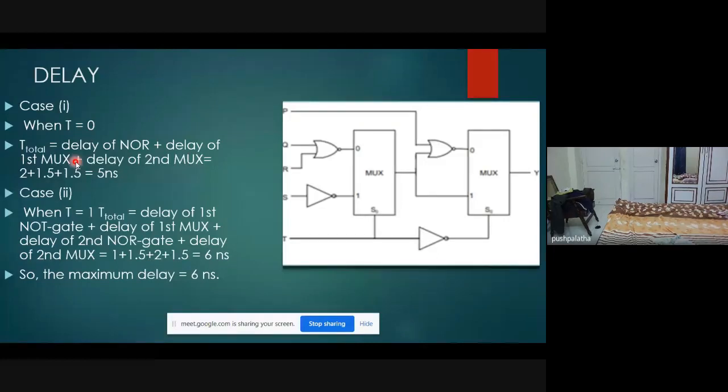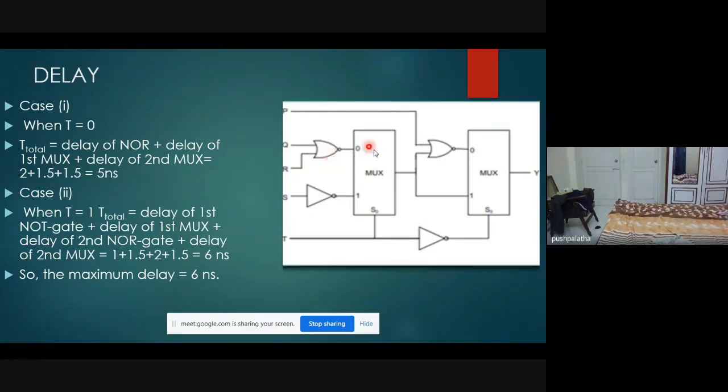Now you go to case 2 when T equal to 1. See, in the first case when I apply T equal to 0, the mux selection line will select 0 only. So that is why I am taking the delay of NOR, because it will select this, it will not select this 1. That is what we are avoiding, this NOT gate. Understand? So we are selecting only this NOR gate because my T value equals 0. So the selection line value is 0, which will select this input line which is connected to your NOR gate, which is 2 nanosecond.